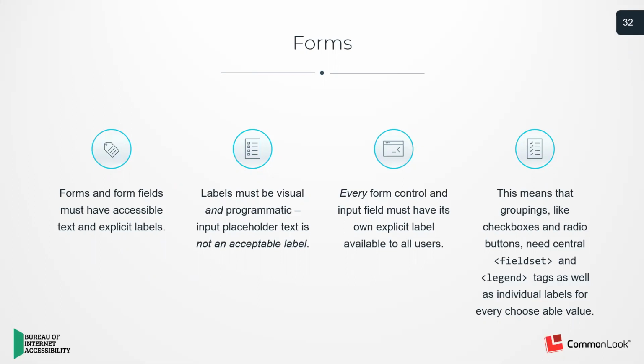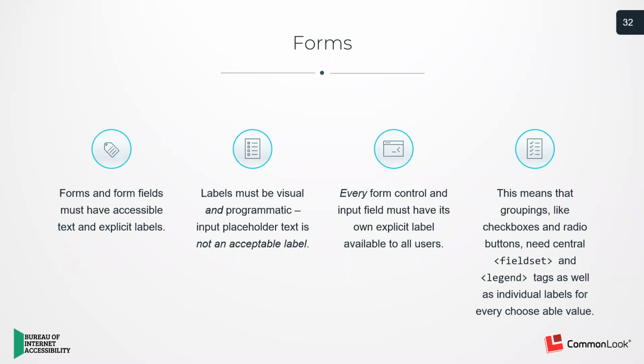For each input element, there should be an explicit label created using a for attribute, pointing to the ID of an input element. But an important note is, do not use placeholder text as a label. Placeholder text in fields is not a replacement for a proper accessible label.